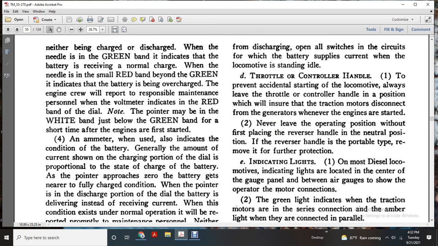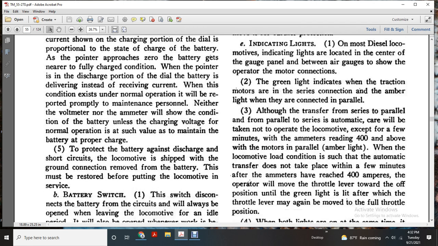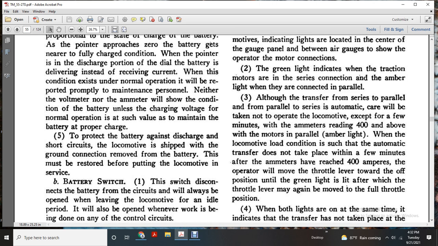On most diesel locomotives, indicating lights are located in the center of the gauge panel between the air gauges to show the operator the motor connections. The green light indicates the traction motors are connected in series, and the amber light indicates they are connected in parallel. The transfer from series to parallel, and from parallel to series, is automatic and will be taken care of without the operator's action, except for a few minutes of the ammeter reading.